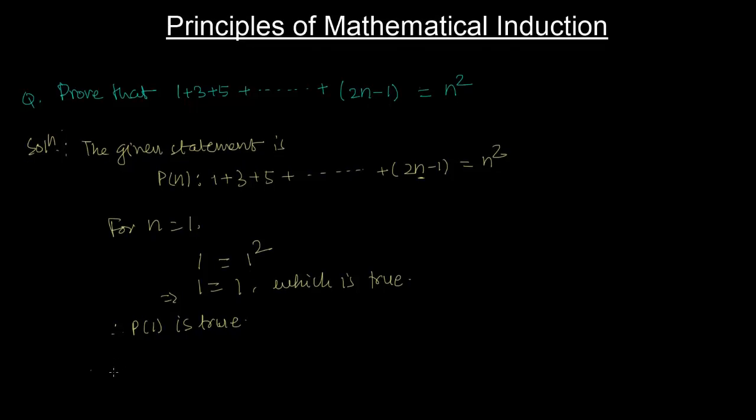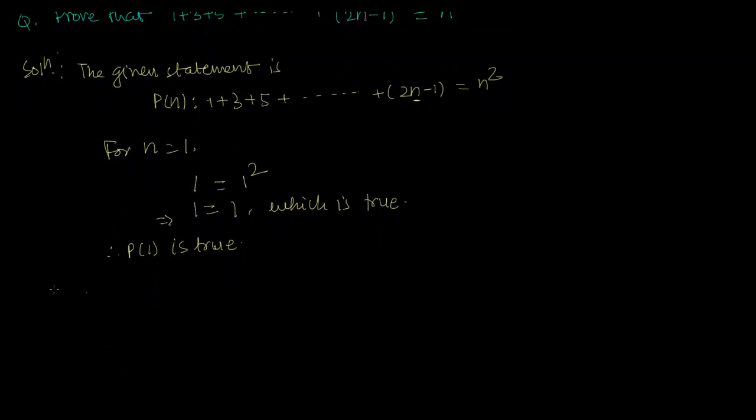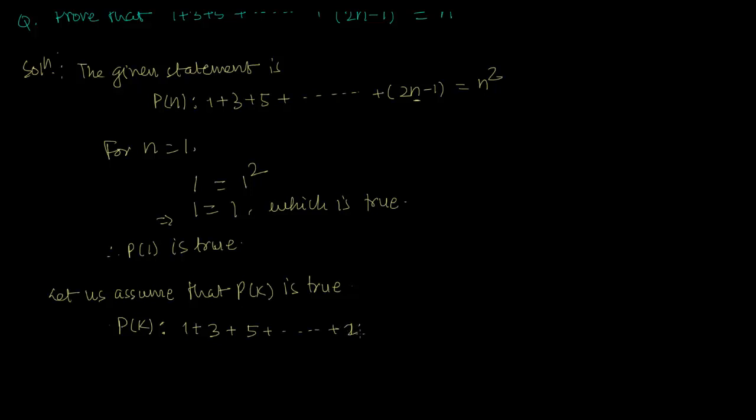Now we come to the second thing, and that is what? Let us assume that Pk is true. Okay. Let's assume that Pk is true. So what happens is Pk: 1 plus 3 plus 5 up to 2k minus 1. So what have we done? We have replaced all n's with k, right? So it is equal to k squared. Okay, we have assumed that to be true.